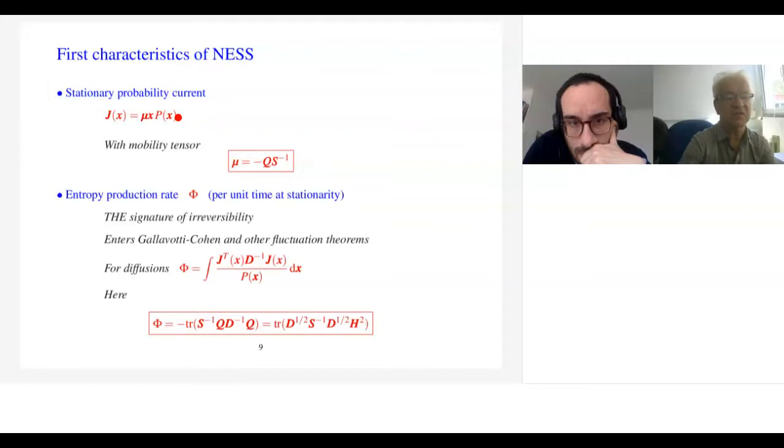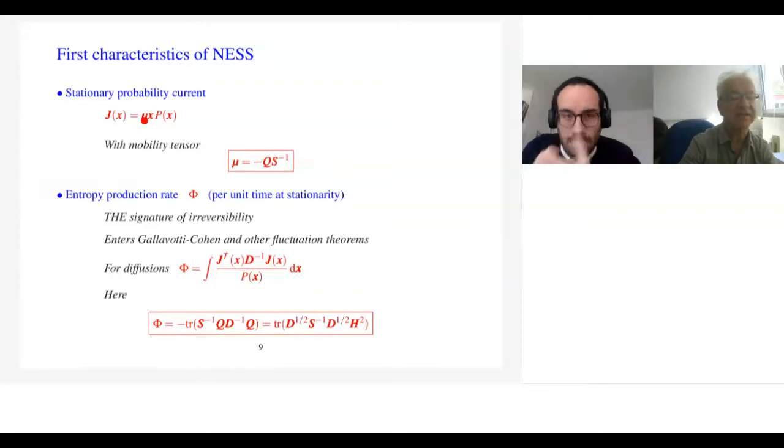For instance, you can use the Fokker-Planck formalism. Then J of X, J is a vector and X is also a vector. It's proportional to P of X, that's clear. And here you have a vector. There is no absolute vector, there is no fixed direction in your space, so this vector has to be x itself, the coordinates themselves, namely the distance from the origin, which is the fixed point. And here you have a matrix or a tensor, which we call the mobility tensor. And if you work it out, you find this expression.